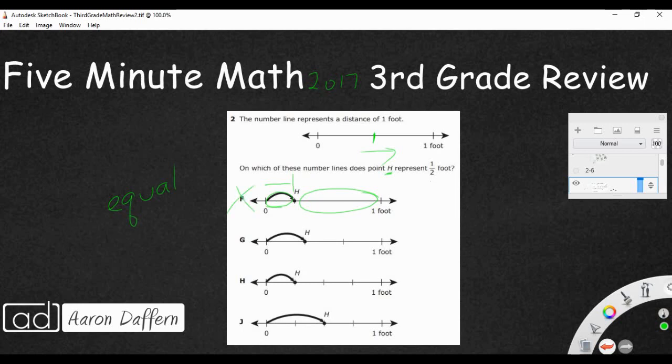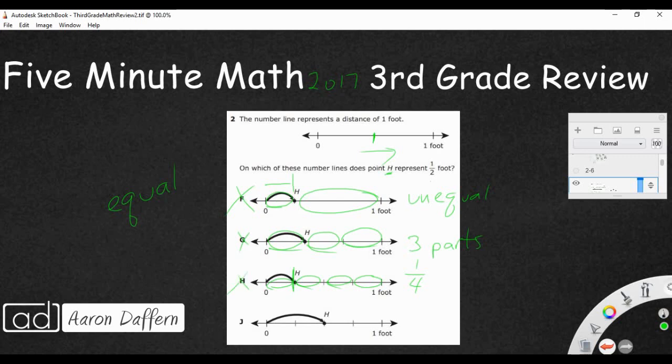G, I've got 1, I've got 2, I've got 3 parts. So that's got 3 parts, and I'm just going to list unequal. So that's not going to be it. And let's see, H, I've got 1, I've got 2, I've got 3, I've got 4 parts. It is on the first one, but that looks like it's going to be 1/4. I'm needing 1/2. So let's hope it's J.